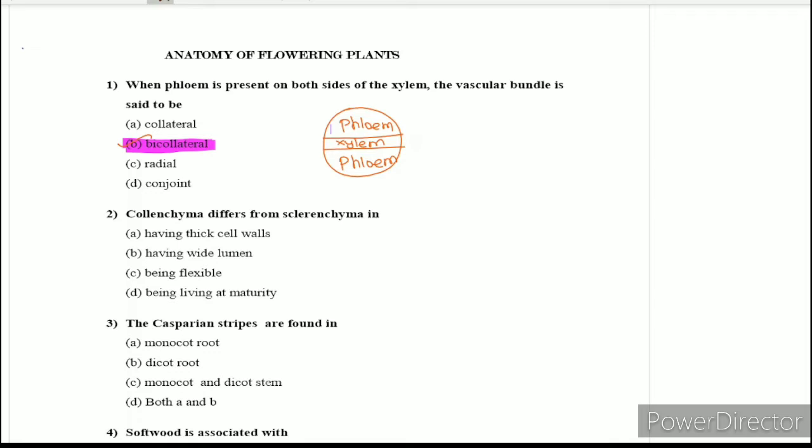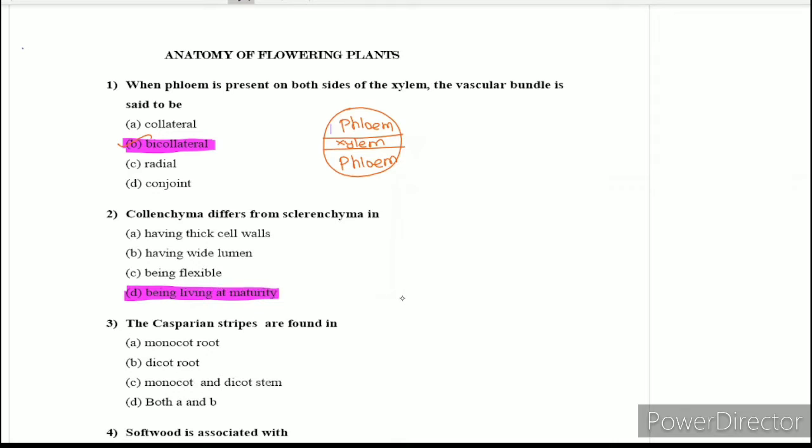Okay. The next question, collenchyma differs from sclerenchyma in option A, having thick cell walls, option B, having wide lumen, option C, being flexible, and option D, being living at maturity. So the collenchyma cells are living at maturity. So option D is the correct answer.